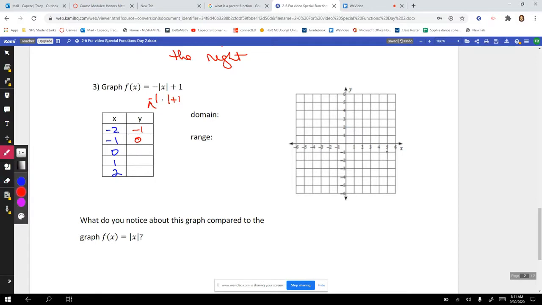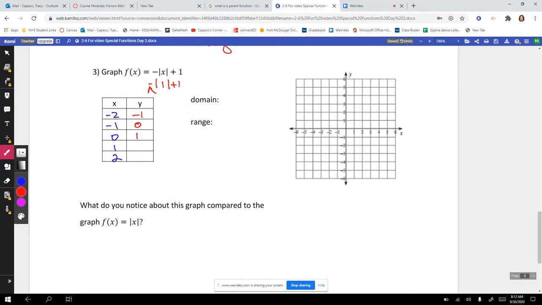So some of them I can do in my head. Some of them it's just sometimes easier just to write it out real quick. Absolute value of 0 is 0. That negative outside has no bearing on it. So my answer there is going to be 1 because I have to add the 1 at the end. Absolute value of 1 is 1. Multiply that by -1. I get -1 plus 1 gives me 0. And then again, change that to a 2. Absolute value of 2 is 2. Multiplied by -1 gives me -2. Plus 1 gives me -1.